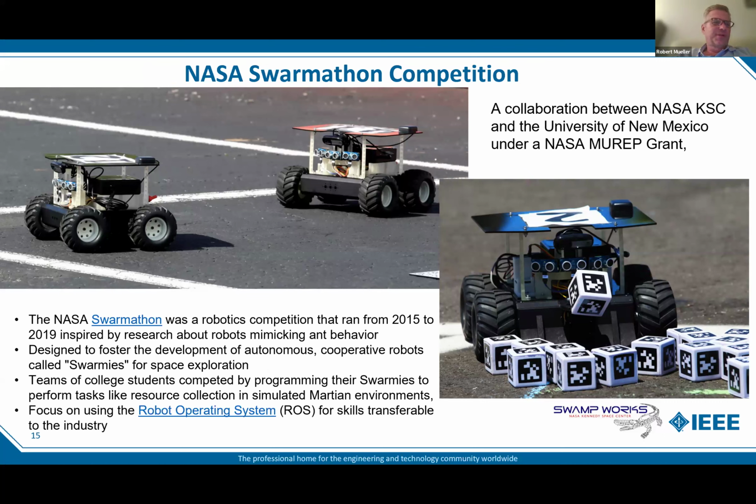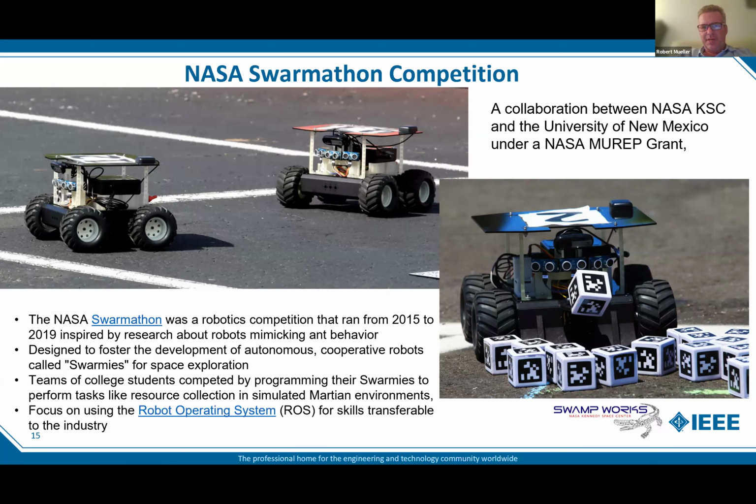It was a collaboration between NASA Kennedy Space Center and the University of New Mexico under a NASA MURAP grant. That's for minority universities. And so that was held from 2015 to 2019. It was designed to foster the development of autonomous cooperative robots called Swarmies, these little robots we made. The University of New Mexico made over 50 of these little robots and sent them out to the universities. And the task was inspired by ant behavior. So it's biomimetics. It's mimicking ant behavior.